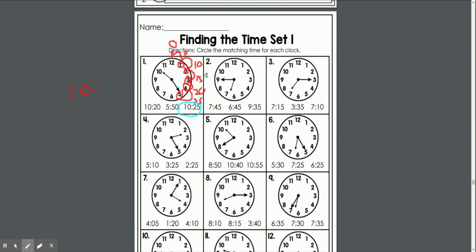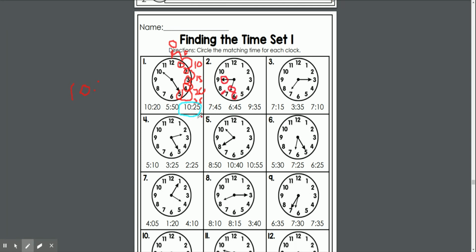Remember, we really need to look at that minute hand and that hour hand in order to tell our time. If we do number 2 together, this bolder, thicker one here is our minute hand, and this is our hour hand. If we look, the hour hand is in between 6 and 7. So that means that it's 6. Once it's past a number, so let's say if this hour hand was over here, that would tell it's 7. But because it's before 7, that means it's 6 o'clock. It hasn't quite reached that 7.